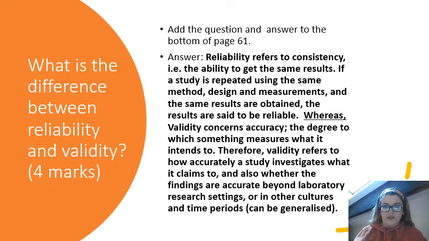But let's go back to the answer now. So it's the degree to which something measures what it intends to. So validity refers to how accurately a study investigates what it claims to, and also whether the findings are accurate beyond the laboratory, research settings, or in other cultures and time periods. I'll just put in brackets there, can it be generalised as well? So those last few points at the end there on validity we will look at in more detail in the validity part of this presentation. Okay, so let's move on.